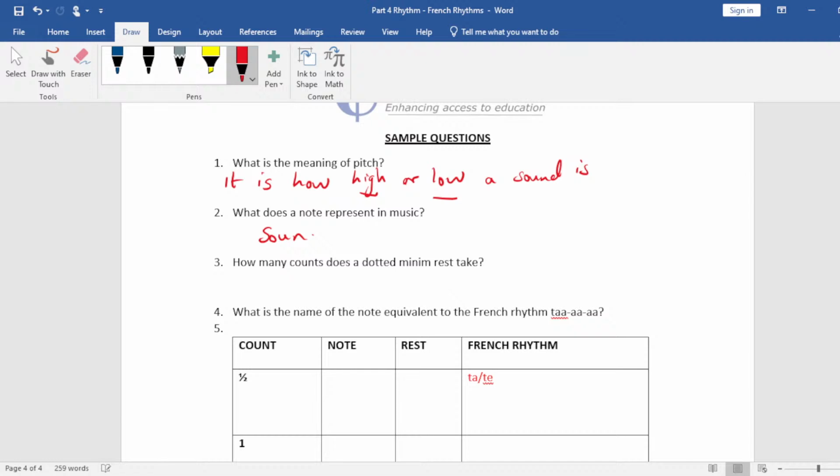How many counts does a dotted minim rest take? So it is a rest, yes, but the rest takes the same count as a note. So if it is a dotted minim, the minim itself has 2 plus the dot 1, which means it takes 3 counts.